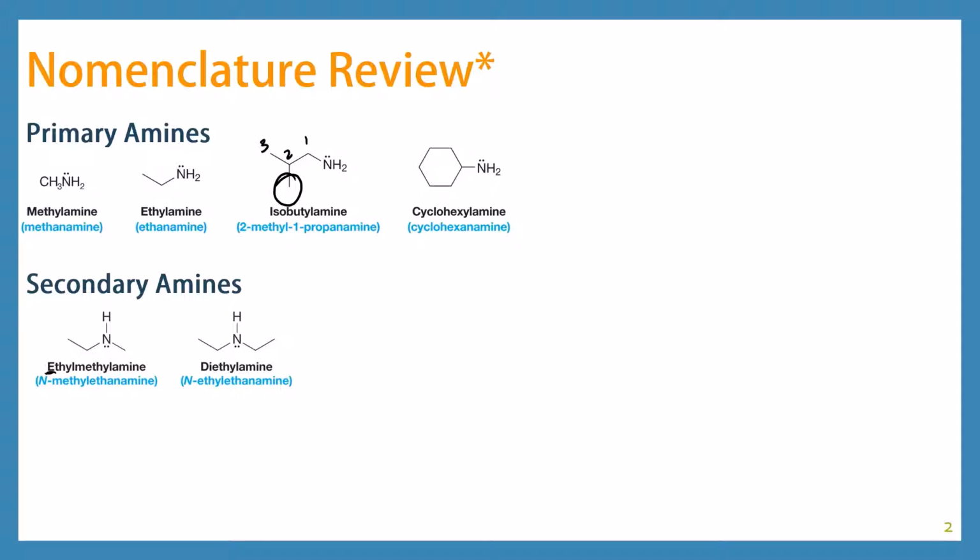E comes before M. And when you have two of the same alkyl group, the common way of naming would be to put a di in front of it, so diethylamine. The IUPAC way of naming would still be to use the longest chain, ethanamine, and then indicate the substituent as N-ethyl.